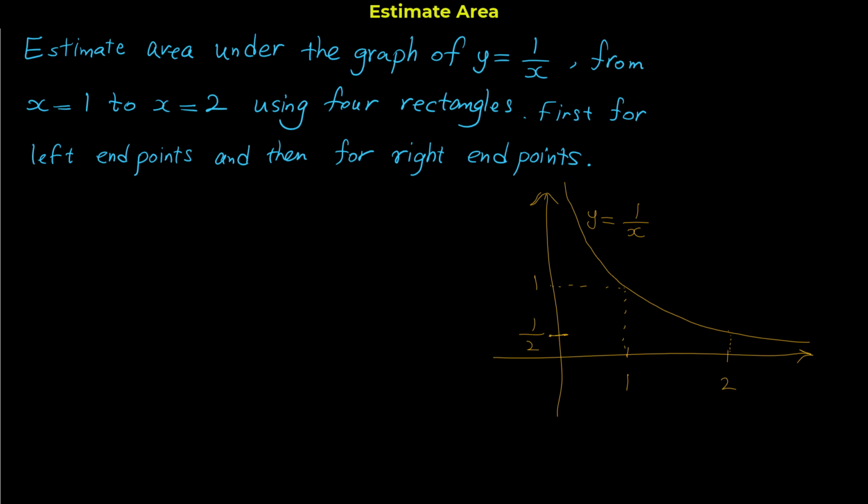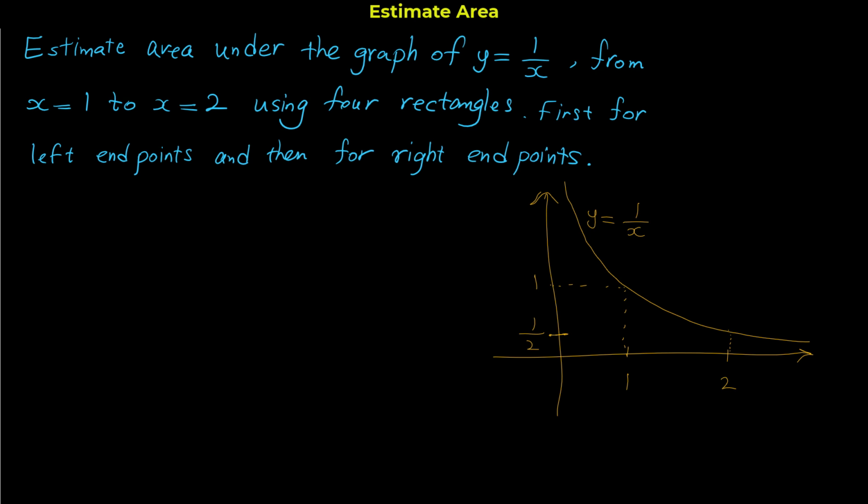What we want to do here? In this question, we want to estimate area under the graph of the function y equals 1 over x from 1 to 2. So we want to estimate the area of here. Why do we want to estimate the area? Why don't we want to find the exact value for the area? With the integration methods, we can find the exact value of the area. But for now, the question is to estimate the area with the Riemann sum method.